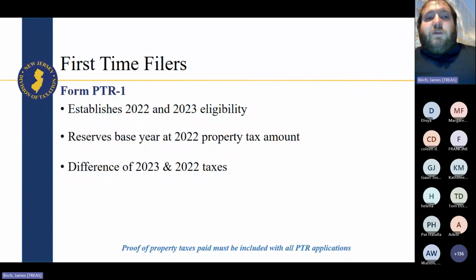All right, now just as a reminder, for a first-time filer, they always file a Form PTR-1. This establishes their 2022 and 2023 eligibility. It reserves their base year at the 2022 property tax amount, and then if the property taxes increase, they will receive the difference between the 2023 and 2022 property taxes. And you see at the bottom, because this is a PTR-1, they must include proof of property taxes paid.